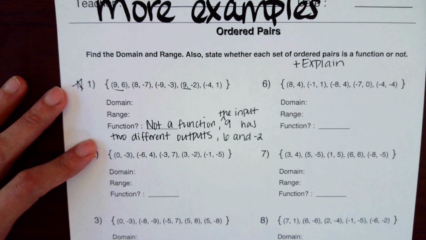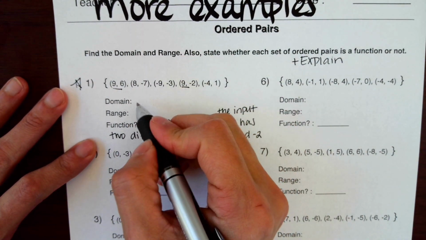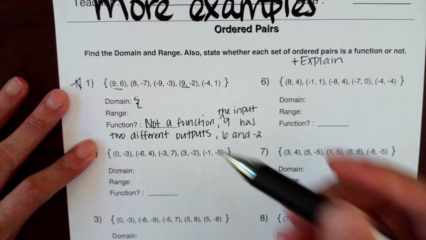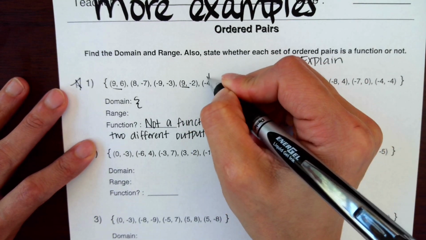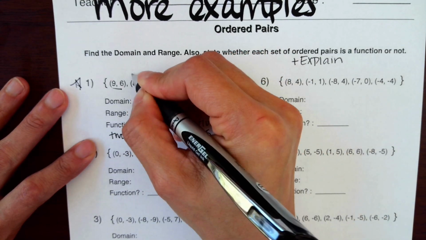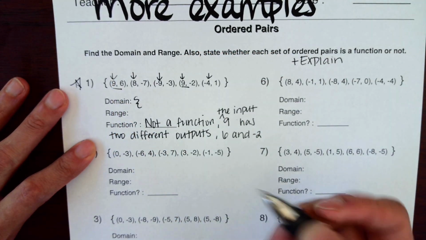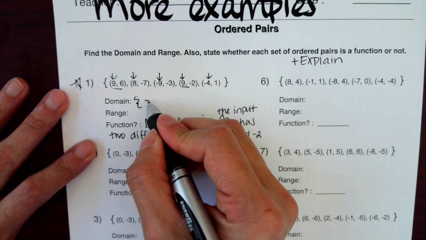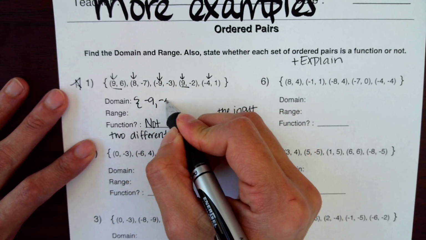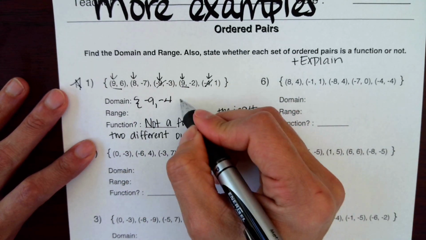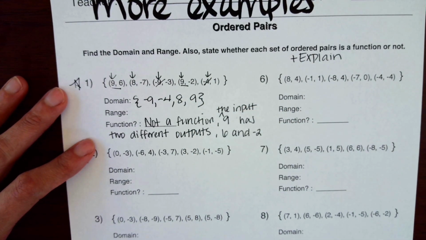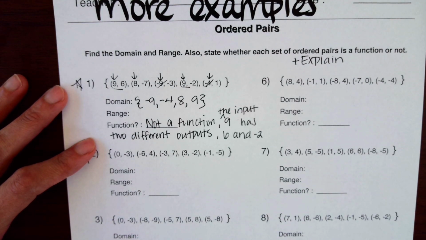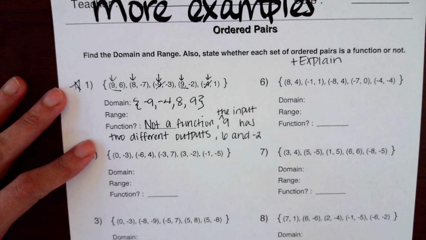The domain, we can still tell what the domain is. It is the set of all of the x values. So we should list them from least to greatest. So we have -4, 9, -9, 8, and 9. So the smallest one is -9. Then we have -4. Then we have 8. And then we have 9. We do not need to list the 9 twice, even though it's listed twice in our ordered pairs. We only need to list it once for the domain.